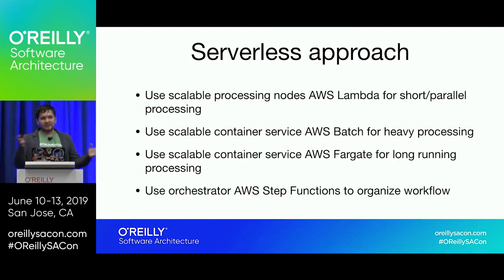So having said that about serverless infrastructure, here is what I define as a serverless approach for data science or any other task. We're using AWS Lambda for short parallel processing, AWS Batch for heavy processing using GPU instances, and Fargate for long-running processing. And we use Step Functions to wrap all of them up.